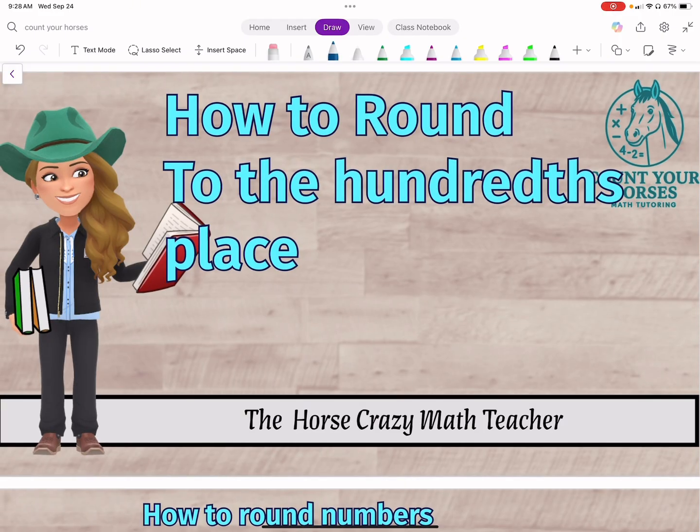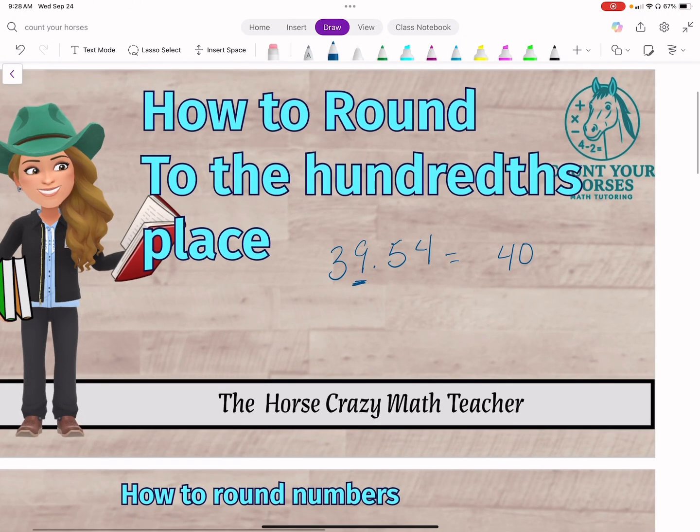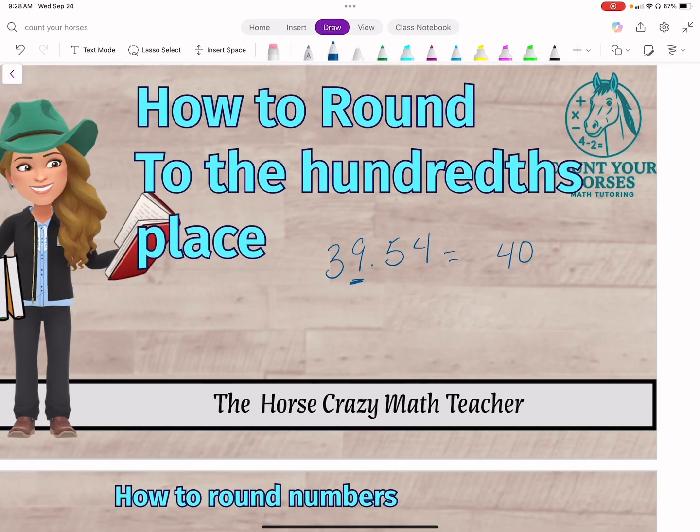Rounding is where we adjust the numbers given based on what they're valued at. For an example of this, rounding is just turning 39 and 54 hundredths into an equal 40. If that is something you may not be comfortable with, let's talk about it, look at the rules, and get it done.